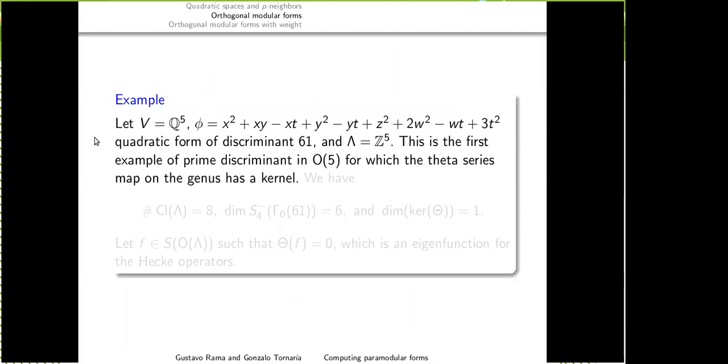We take B to be Q to the 5, a quinary quadratic form of discriminant 61, and lambda to be Z^5. Well, this is the first example of prime discriminant on O_5 for which the theta series map on the genus has a kernel. And we have here the dimensions of all the spaces. The number of classes is 8. The dimension of the modular forms of weight 4 and minus sign on level 61 is equal to 6. And the dimension of the kernel of theta is equal to 1.